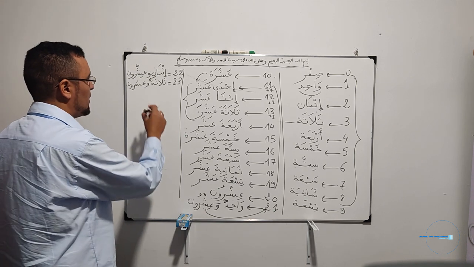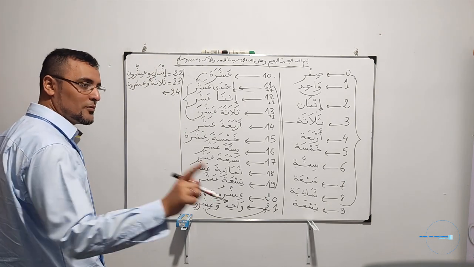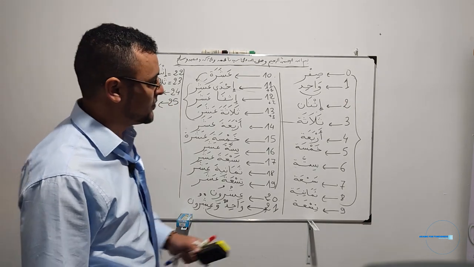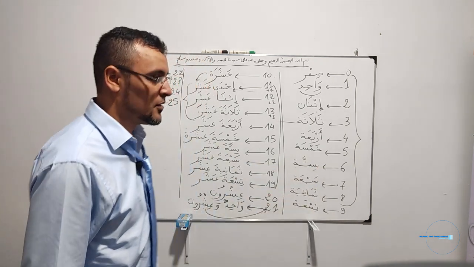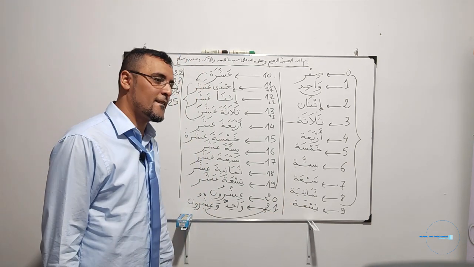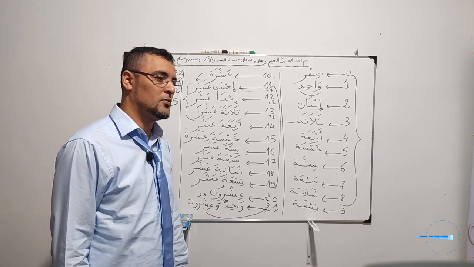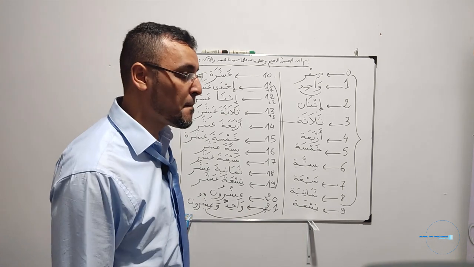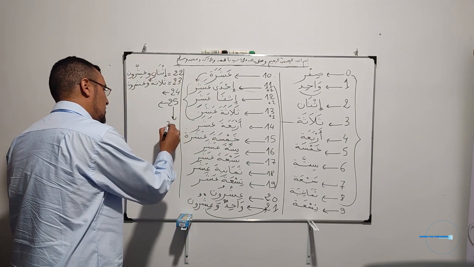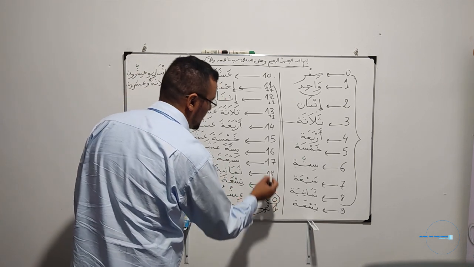23, we come back again here. 23, here. Good. Here. Khamsatun wa ishroon. And here. Sittatun wa ishroon. 27. Sab'atun wa ishroon. 28. Thamaniyatun wa ishroon. Good. 29. Tis'atun wa ishroon. Here it will be changed to a special spelling. Here, 30, 20, 10.